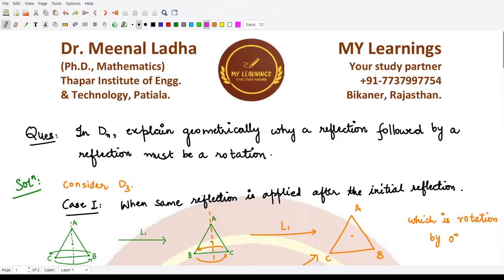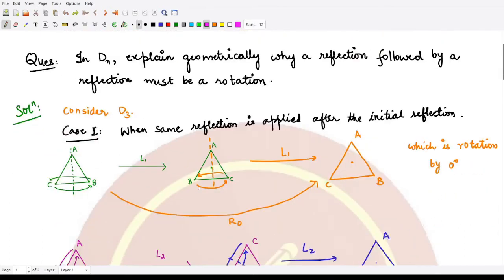Let's see how. In the first case, the same reflection is applied after the initial reflection. Suppose we are taking the reflection L1. L1 is the reflection through the vertex A, which passes through the center and crosses the midpoint of the opposite side. So this is the initial line by which we are taking the reflection. C would go to the position of B and B would go to the position of C. A would be kept fixed, however B and C would interchange their positions.